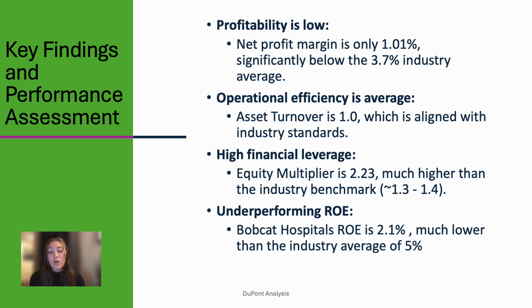The Bobcat Hospital's ROE is 2.1%, which is much lower than the industry average, which is 5%. This is mainly due to the low profits, I believe, not so much poor efficiency or too much debt, but overall the profitability is what's kind of killing it here.